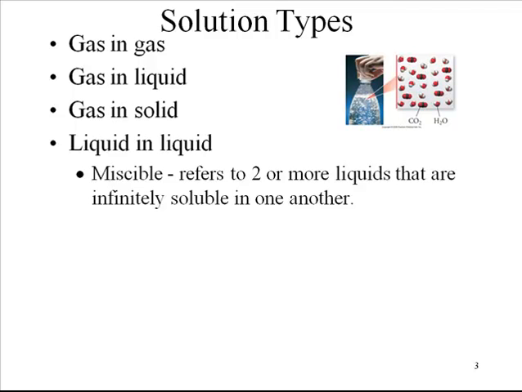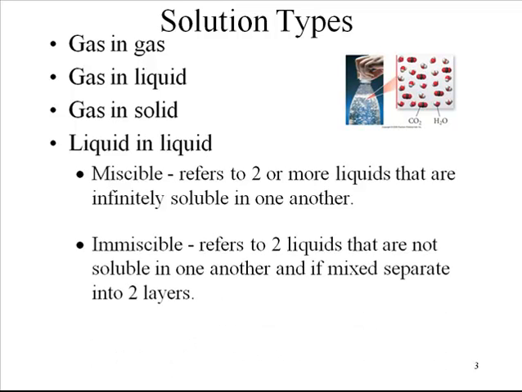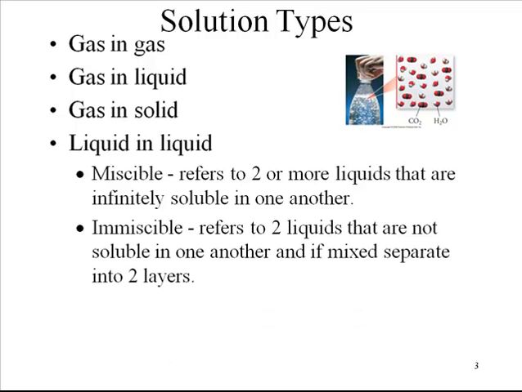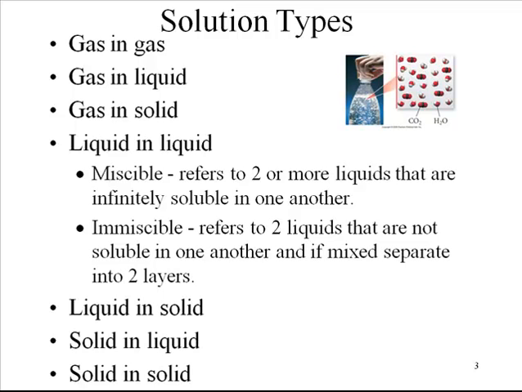All right. So liquids and liquids, that's like ethanol and water. They're infinitely soluble in one another. Immiscible refers to two liquids that are not soluble in one another, and if mixed, separate into two layers. Water and oil, pretty easy there. Solid and solid is also a solution. That's called an alloy. It sounds kind of crazy to call it a solution, but that's an alloy.